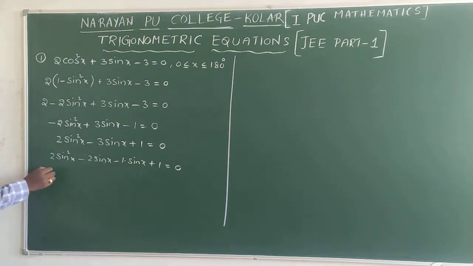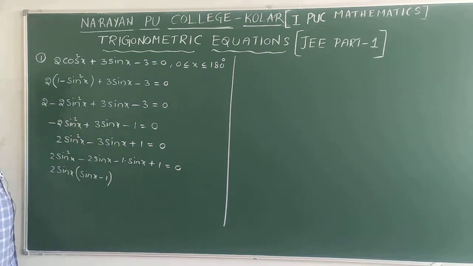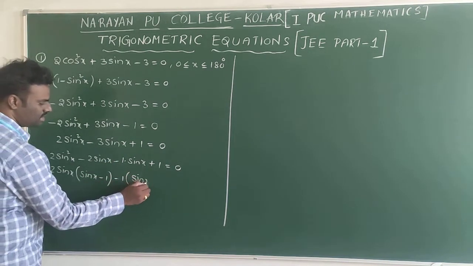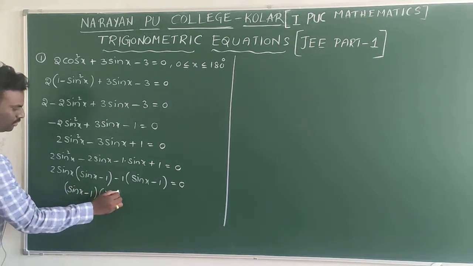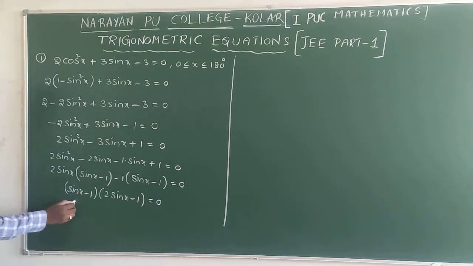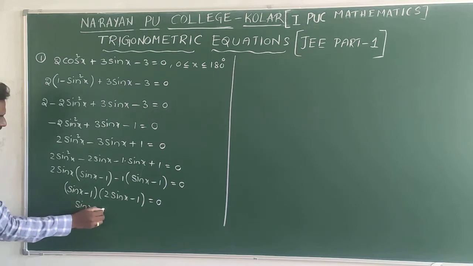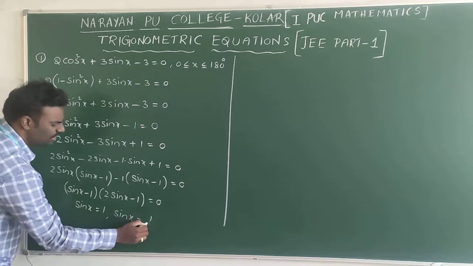In first two terms, 2 sin x common. Now it is sin x minus 1. In last two terms, minus 1 common. Sin x minus 1 equals to 0. Again you take sin x minus 1 common into 2 sin x minus 1 equals to 0. So from this we can write sin x value is 1, sin x value is 1 by 2.